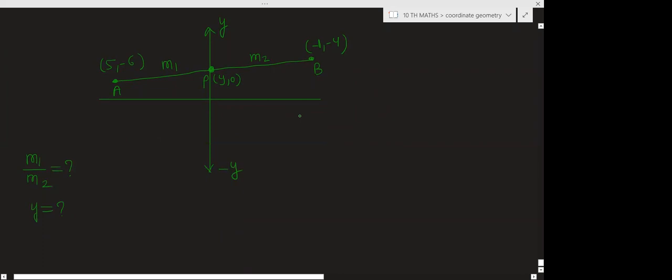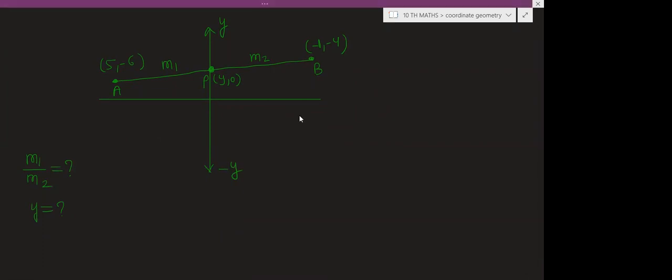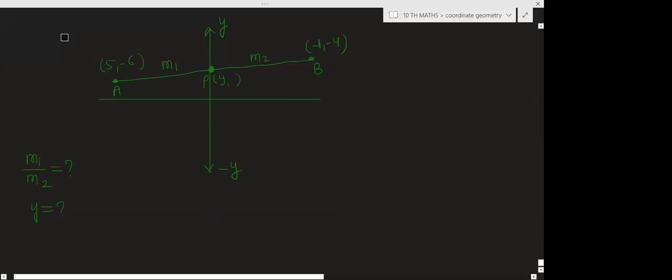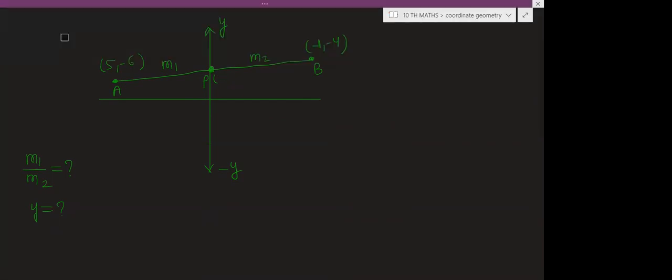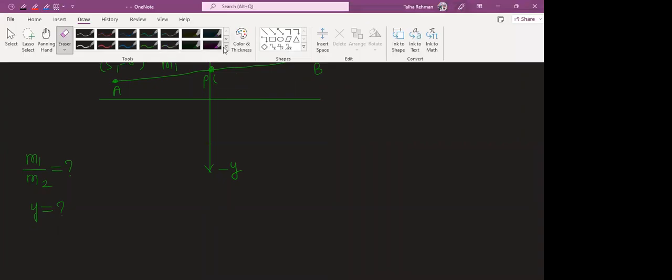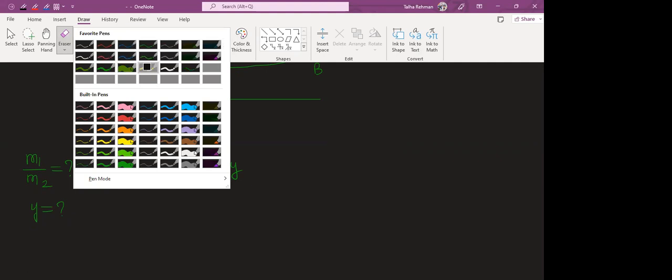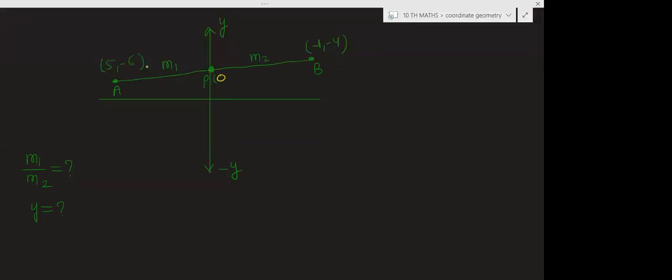So what we will do, we will just apply the formula. Not (y, 0): any point on the y-axis will have the coordinate (0, y), because the x coordinate will be 0 here. This is the y-axis, x coordinate will be 0. So now you can apply the formula. This is the x coordinate, this is the y coordinate.